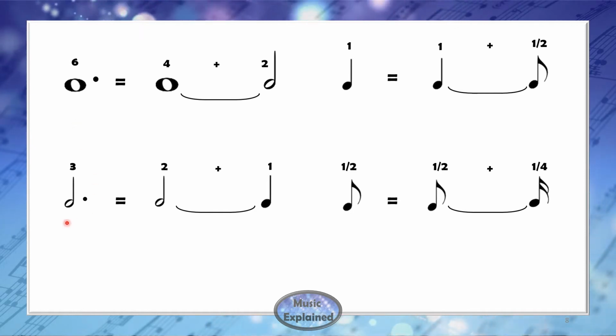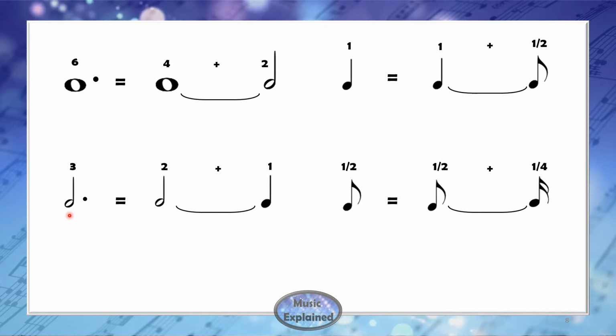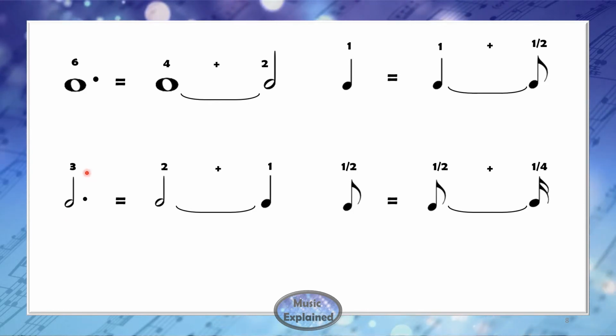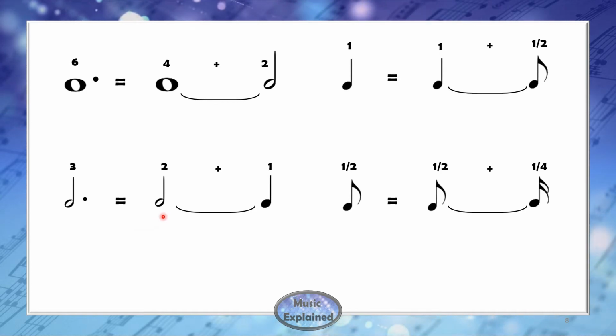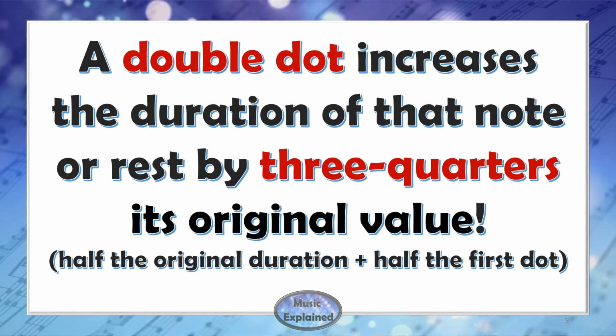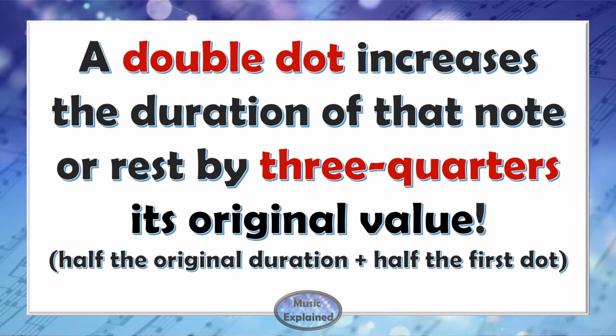Let's see this one. We have a dotted half note. The half note is 2 beats. Plus we're adding half of its value, which is 1 beat. That way we got to 3 beats. Here it is. We have a half note plus half of its value, a quarter note, equals a dotted half note. A double dot increases the duration of that note or rest by 3/4 its original value.